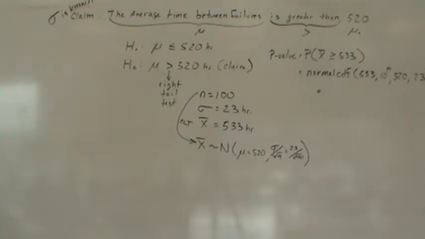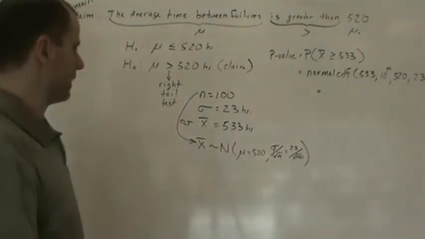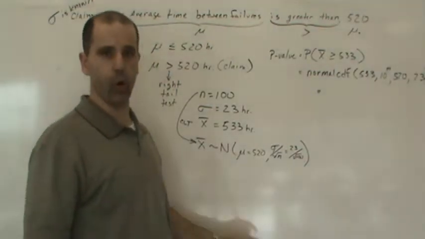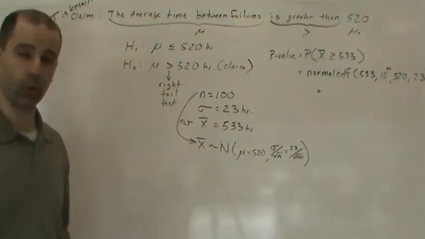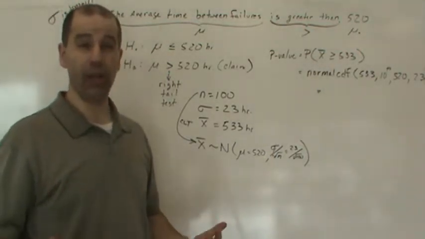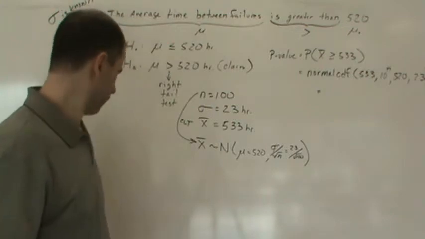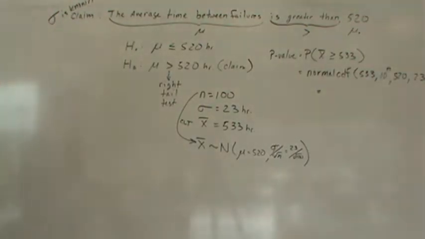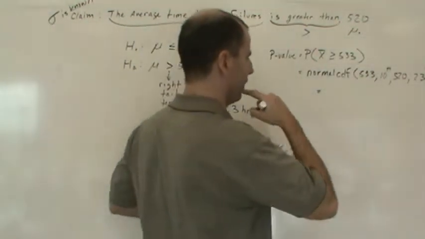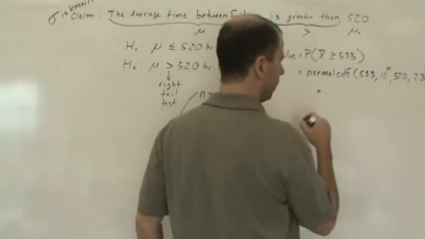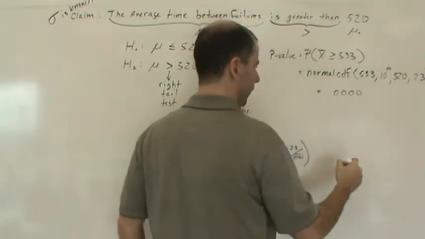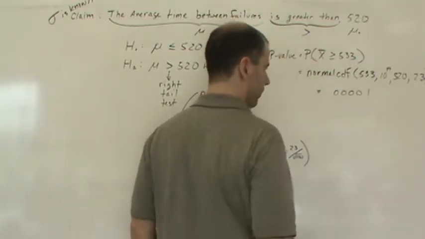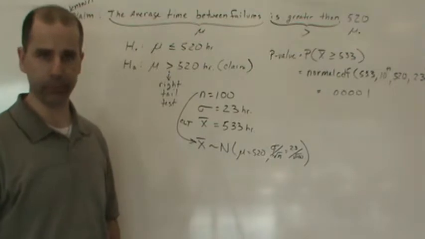Which I kind of figure it's going to be really, really small because of how many standard deviations above the mean we are. We're almost 6 standard deviations above the mean. So if you remember the empirical rule, it's going to be a very small probability. So this is going to be approximately 0. Okay. In fact, it'll probably be like 0.00001 or something like that. So a really small p-value.